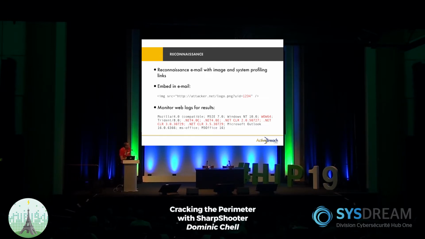So in this scenario, you can see it says WoW64, which means it's 32-bit Office on a 64-bit system. We've got various versions of the .NET framework installed, and we can see it's actually using Office 2016. So from a very simple email, we're actually able to get quite a lot of good information about our target in advance.